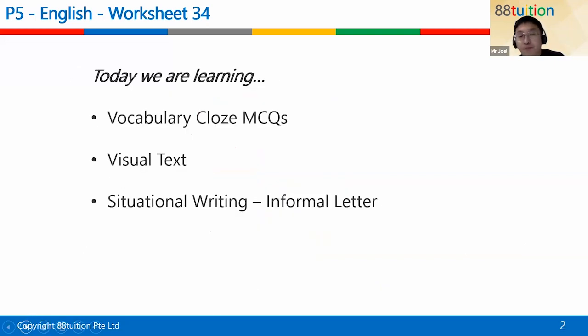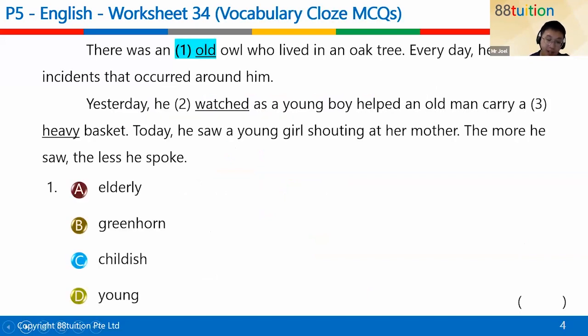Next, let's begin with some light practices, vocabulary cloze MCQs, and visual text. For vocabulary cloze, this is where we try to replace words that we are given in a short paragraph and find the word that has the closest meaning to the word that they underlined as your question. For the first one over here, all of you online got it correct, okay? But those of you who haven't attempted it yet, you might want to try. Which answer would you give for question number 1?